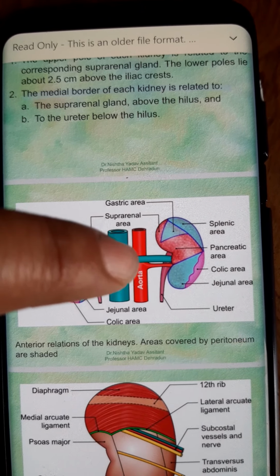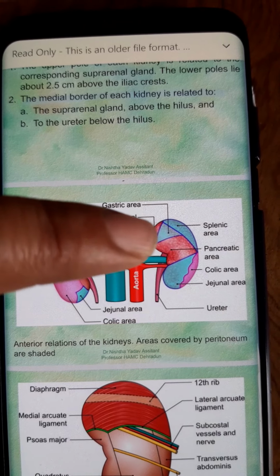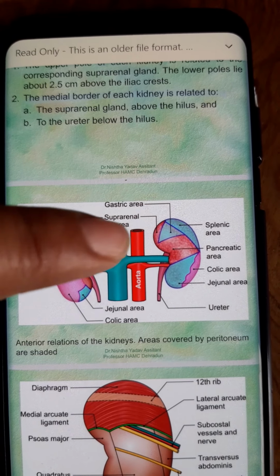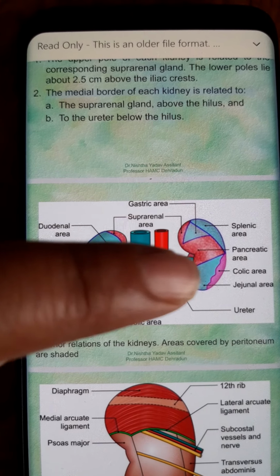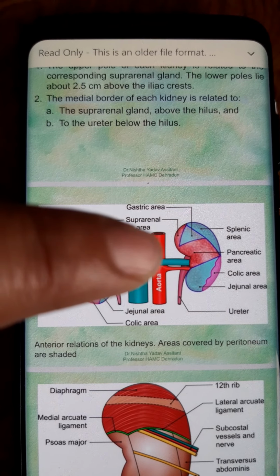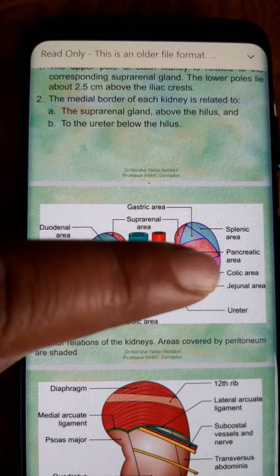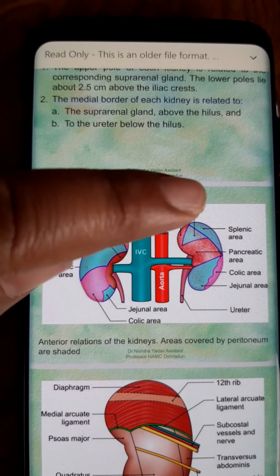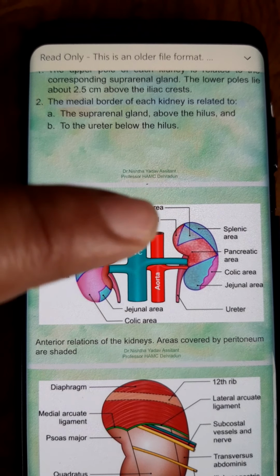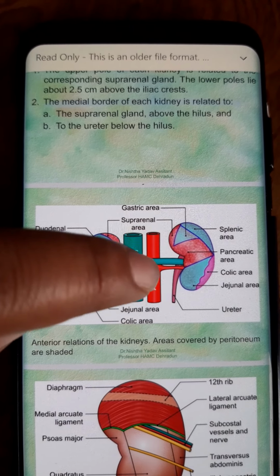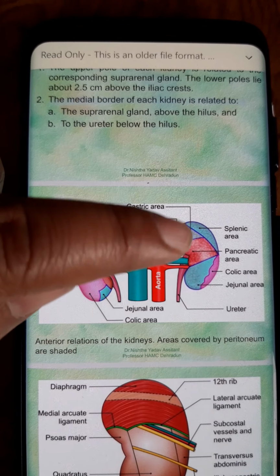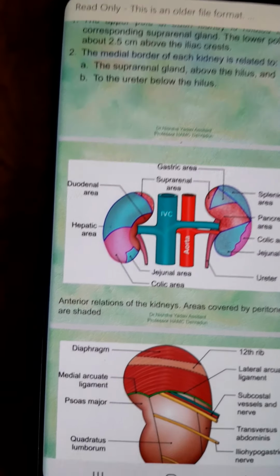These structures which are gaining entry and getting out of the kidney are arranged from anterior to posterior side. Inferior vena cava first, then the renal artery and then the pelvis. In front, the inferior vena cava, behind it the renal artery, and at the back the renal pelvis.